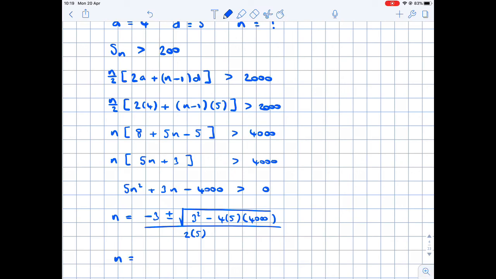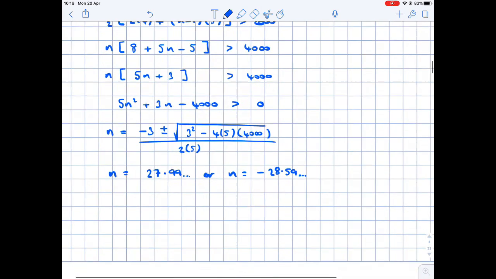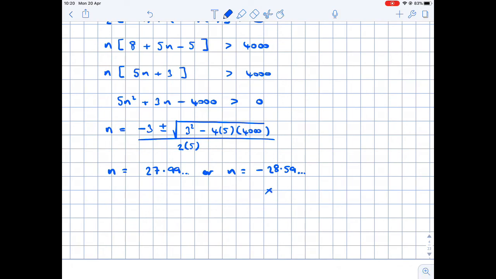And this gives me two values of 27.99 or minus 28.59. Now, we're looking for a term number. These have to be positive integers. So we can rule out the negative value, the right-hand side, which is not positive.